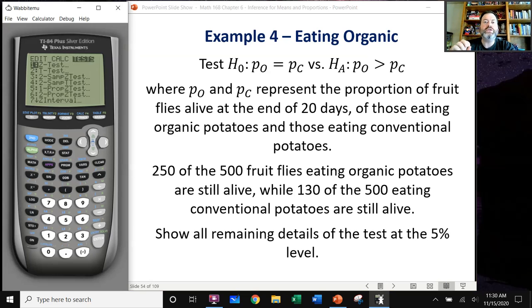Here we're doing a 2 proportion test, right? So it's under 2-PropZTest. We have to type in x1, n1, x2, n2, and then the alternative hypothesis. So it's basically the same stuff you type in StatKey, right? 250, 500, 130, 500. The alternative was a right.